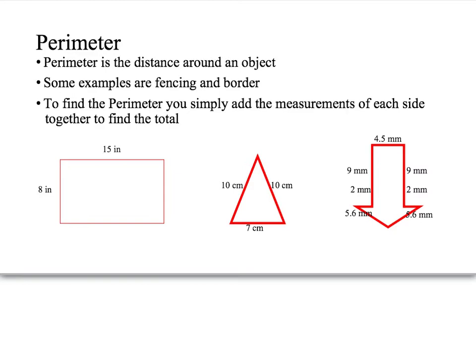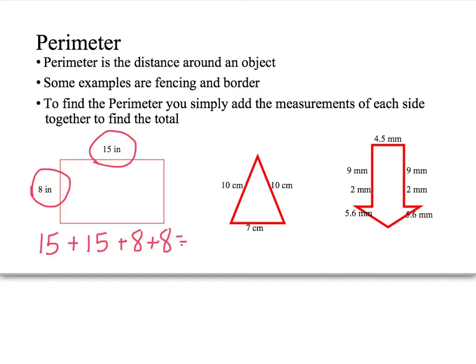Our first example is a rectangle that is 15 inches by 8 inches. To find the perimeter, you would add the 15 plus 15 for the bottom plus 8 plus 8 for the other side. Now, when you're doing perimeter and you're adding all the sides, if the shape has 4 sides, you need to have 4 numbers that you're adding together.